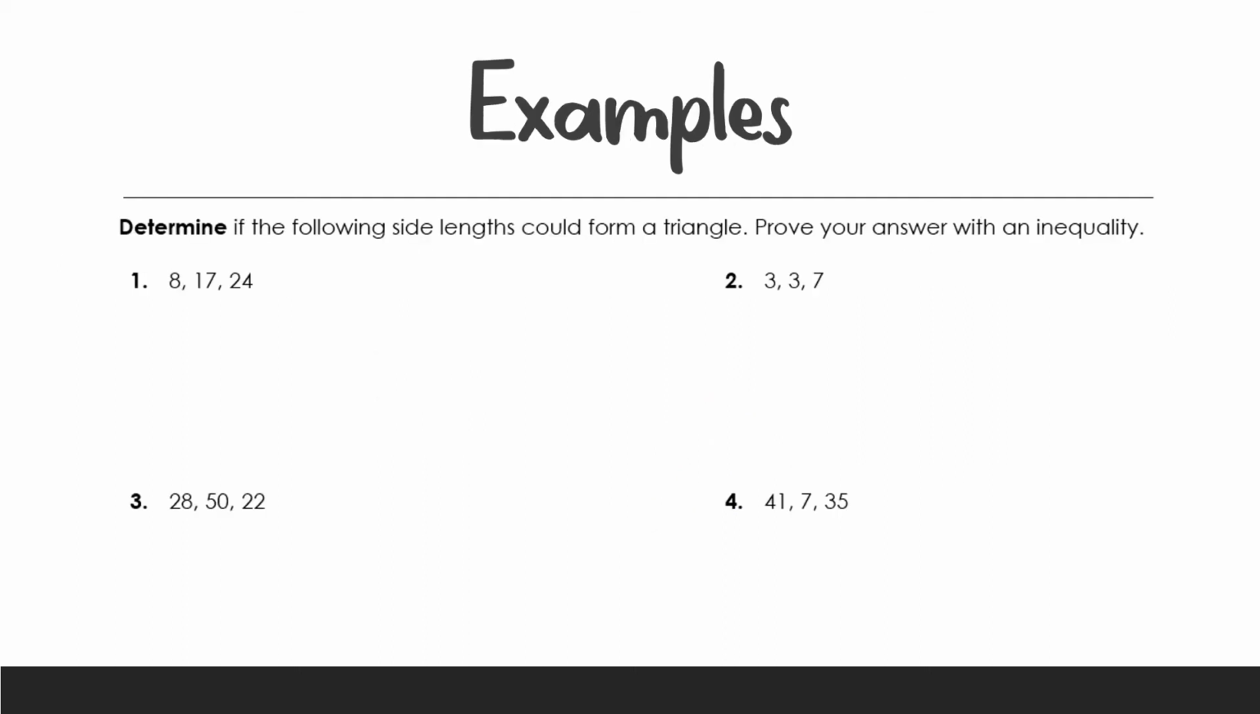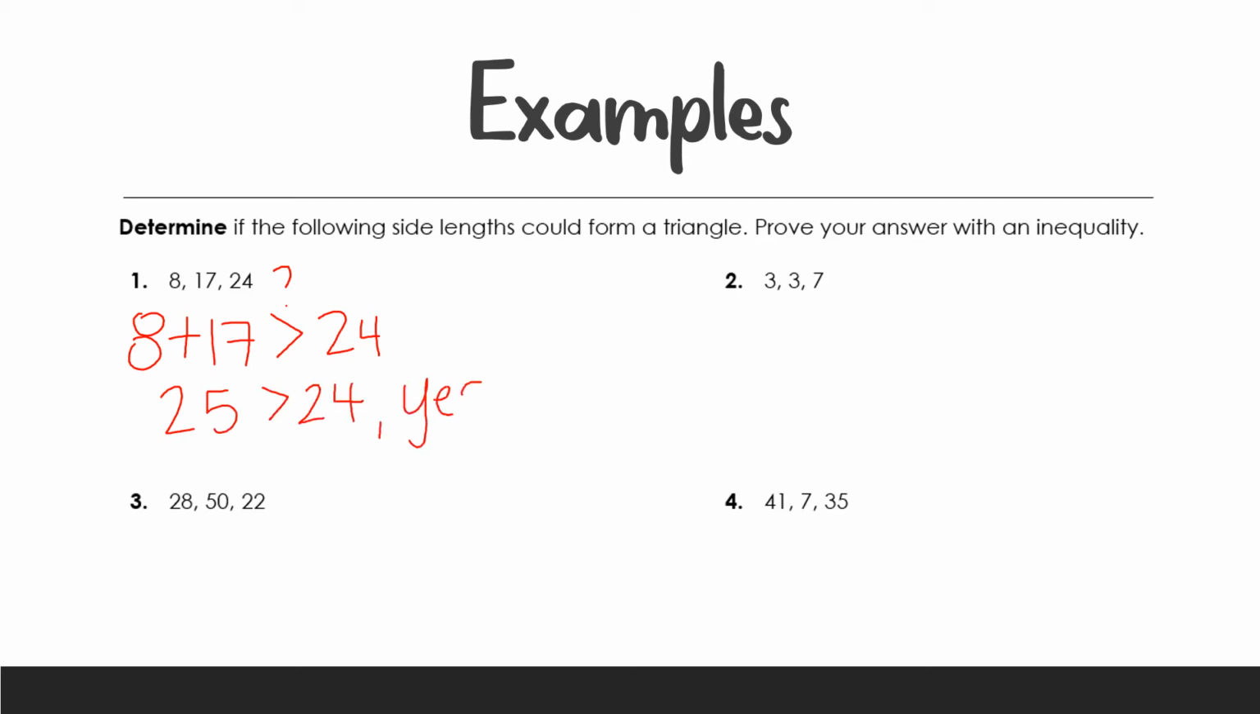For these examples, we're trying to determine if the side lengths could form a triangle. You don't have to add all the different combinations. All you have to do is test the combination of the shortest legs. For example 1, the two shortest legs are 8 and 17. If we add those, is that greater than 24? 8 plus 17 is 25, which is greater than 24. So yes, this would form a triangle.